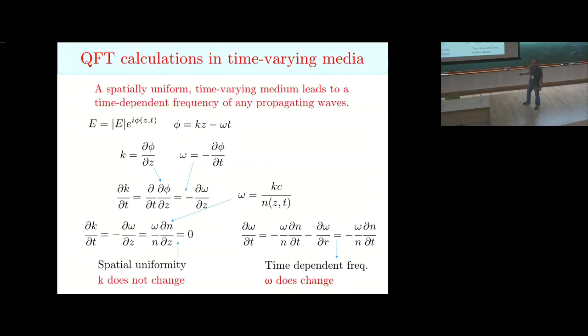If I do the same kind of calculation for dω/dt, exactly the same thing, I end up with an omega over n, dn/dt, minus dω/dz. And again, this term is equal to zero because I have spatial uniformity. I'm just left with this term. This should have been a z. You can see that now dω/dt is essentially given by omega over n times dn/dt.